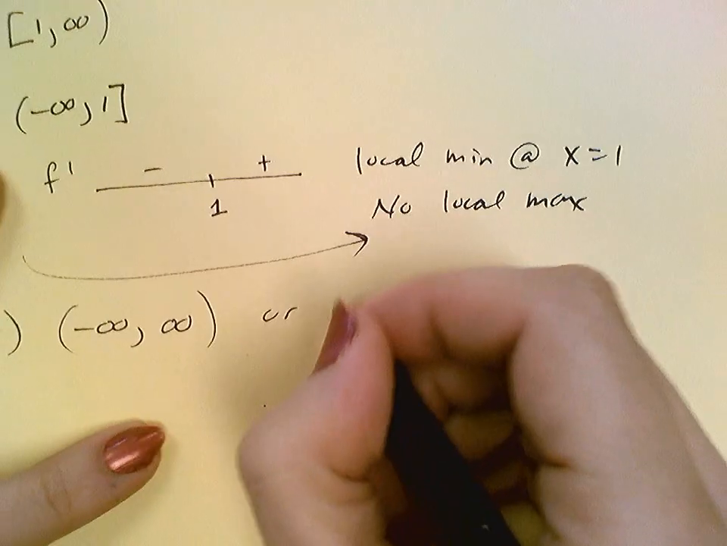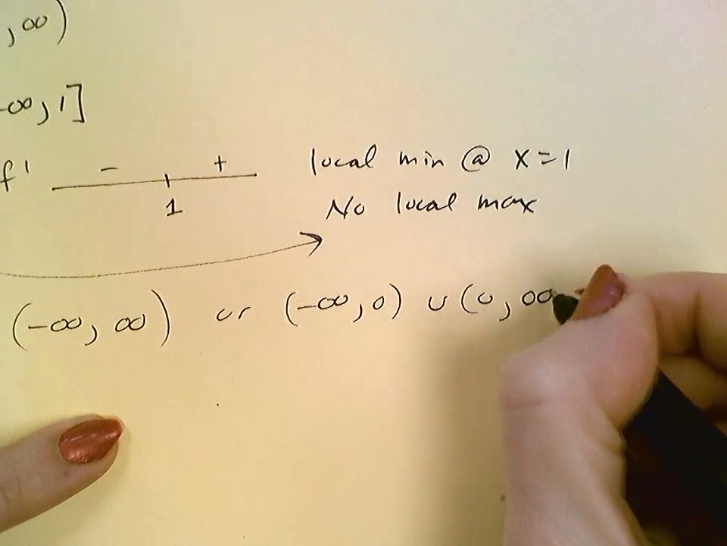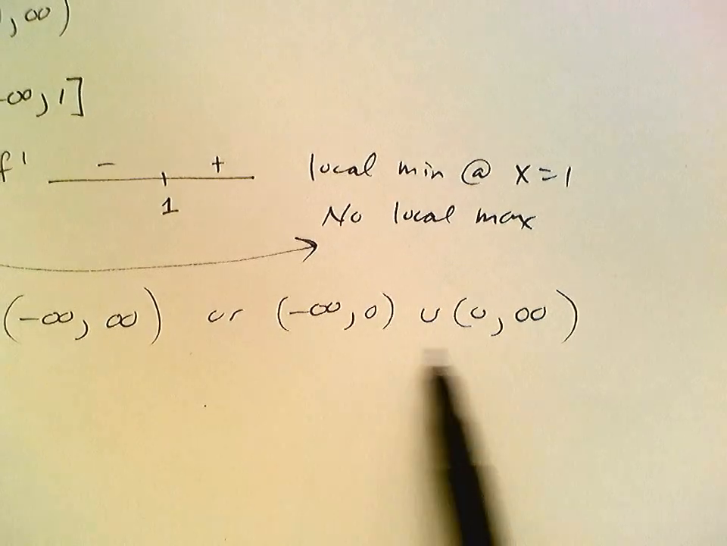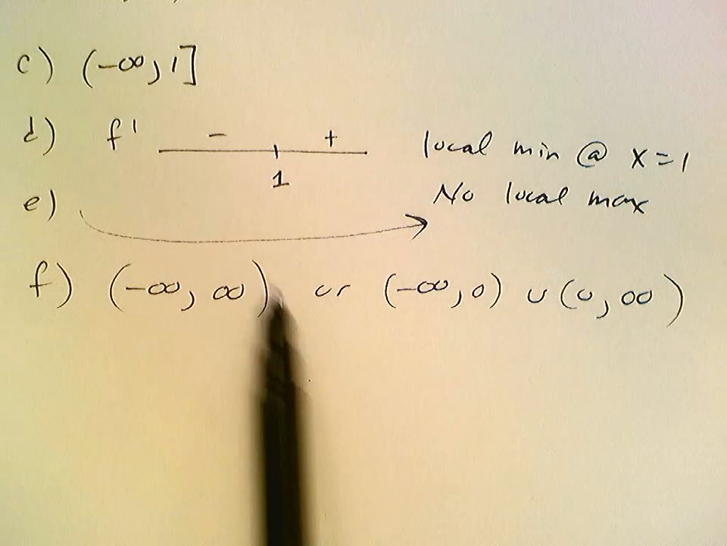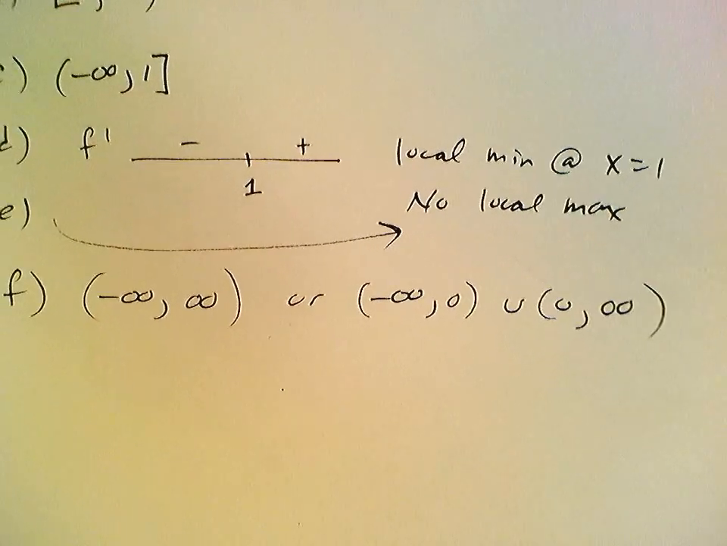Okay, I think that this would be fine also. Negative infinity to 0. I think some books would say this, some books would say that. I would give you credit on the test for either one.